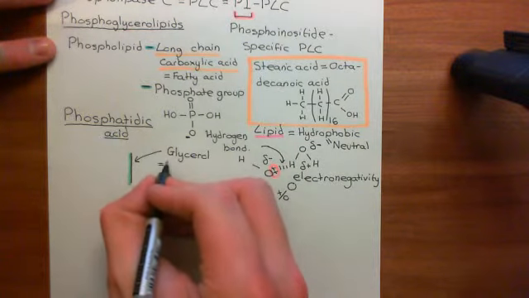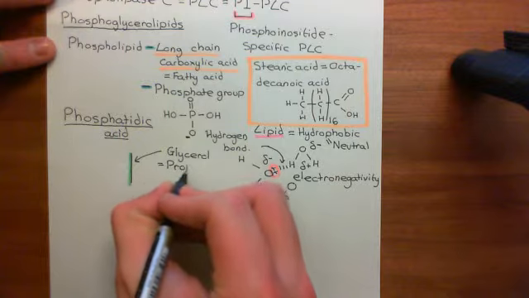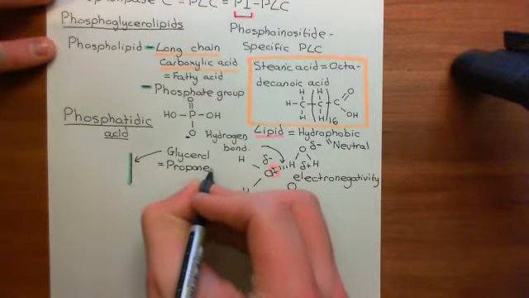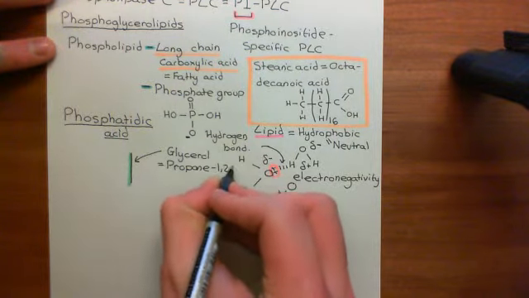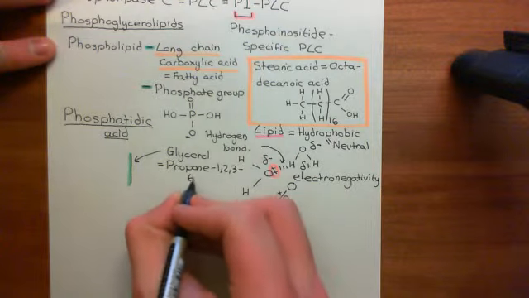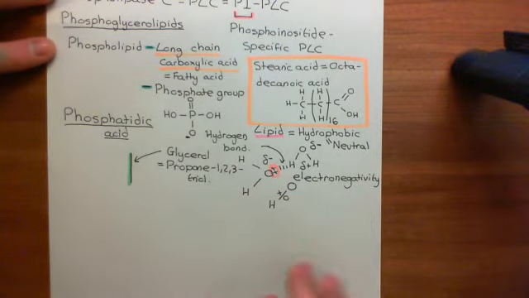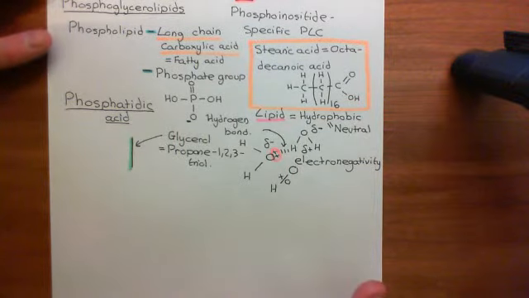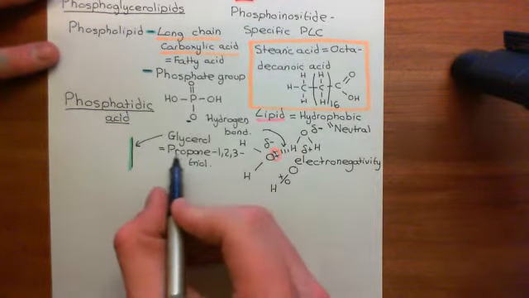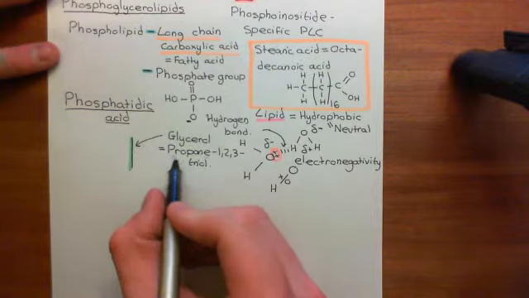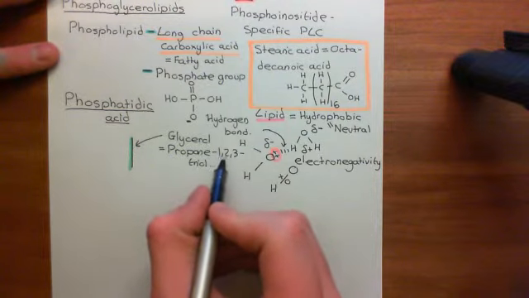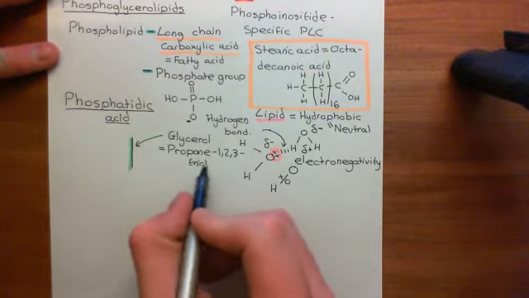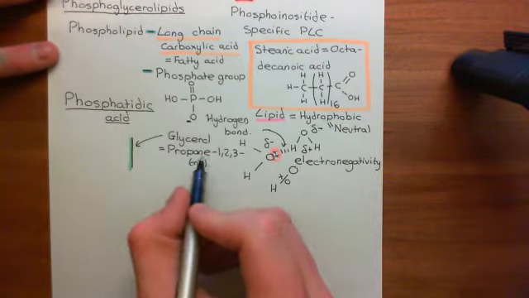Now, the proper name for glycerol is propane-1,2,3-triol. And although propane-1,2,3-triol is certainly more of a mouthful than glycerol, it's a useful name because it tells you exactly what you're working with. It tells you that you're dealing with a three carbon molecule where you have alcohol groups coming off the first, the second, and the third carbon of that molecule.